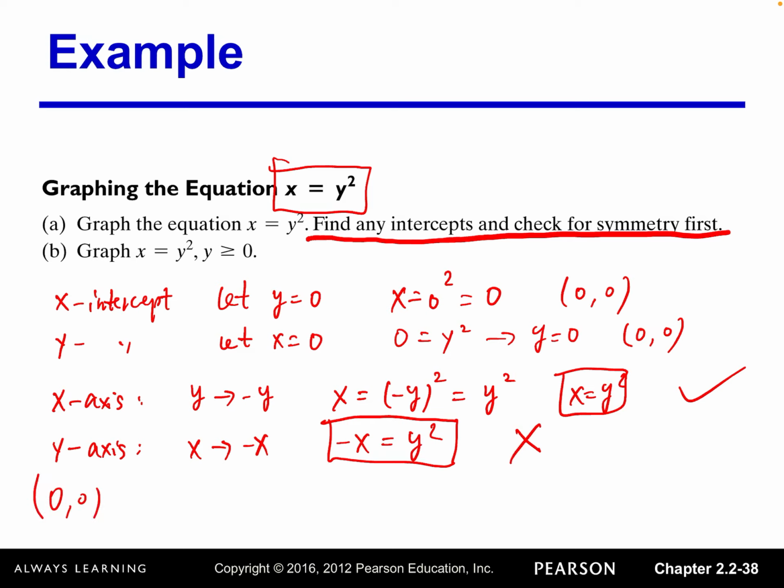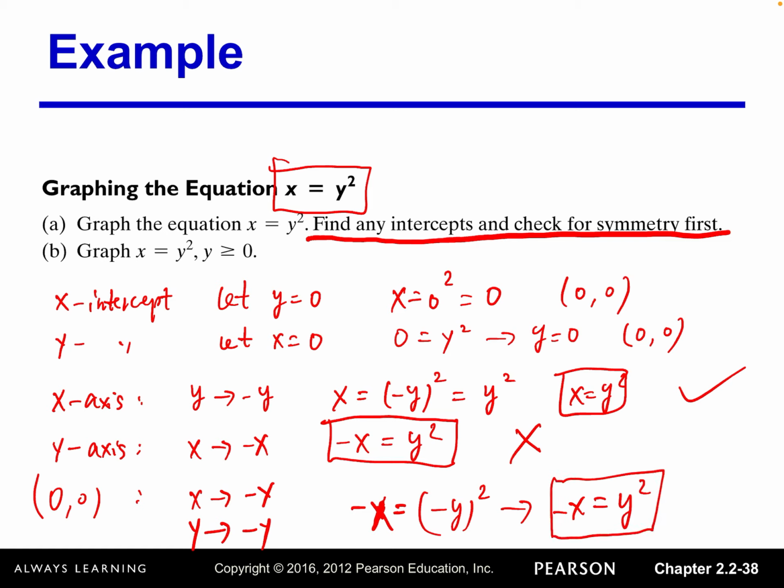And then the origin, just combine x and y. Replace x by negative x, replace y by negative y, and then we get negative x equals negative y squared. Simplify, the negative sign here cancels out. So that's negative x equals positive y squared. And then compare this with the original, the left-hand side is missing the sign. That's why there's no symmetry with respect to the origin.